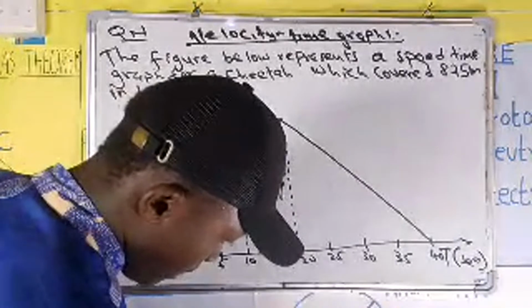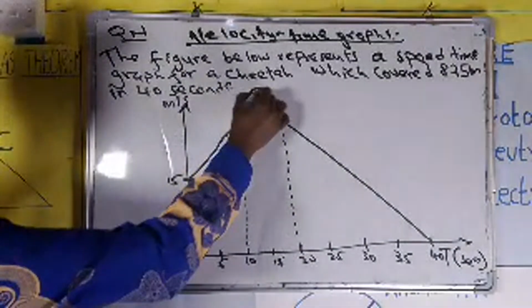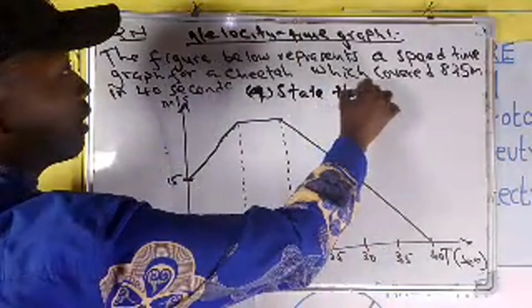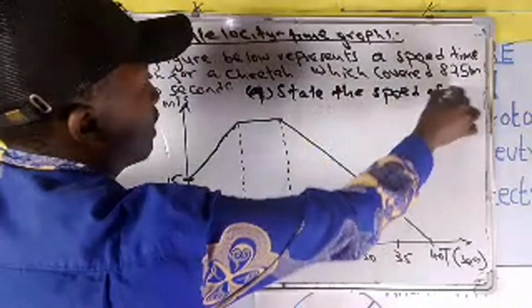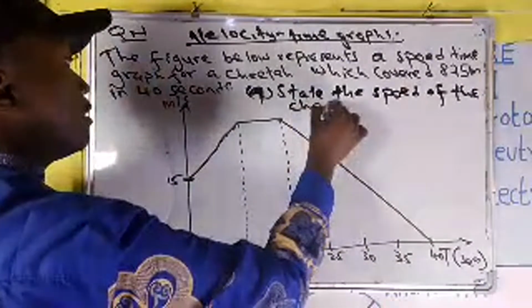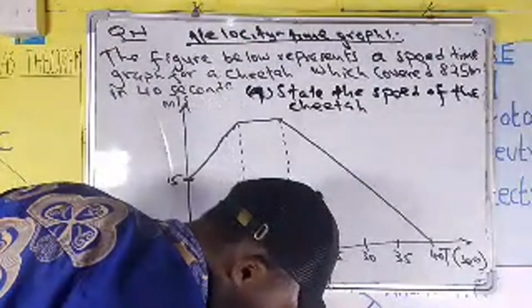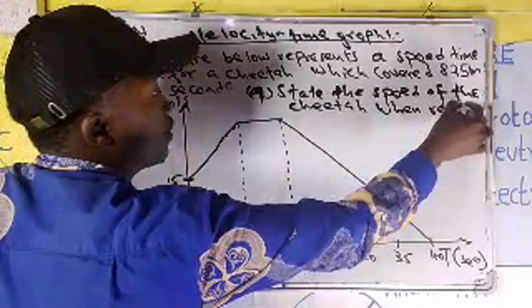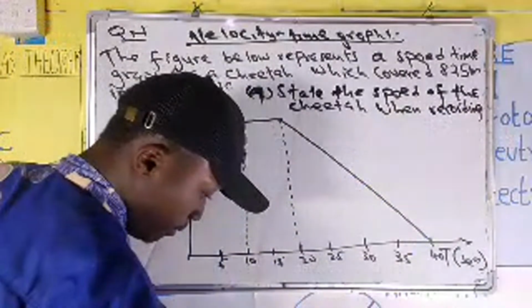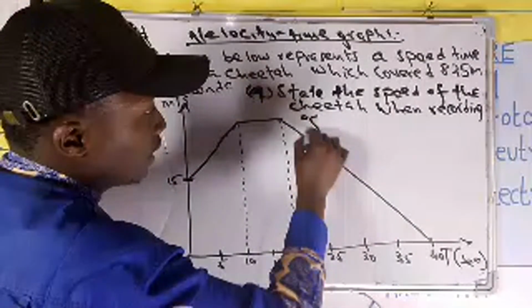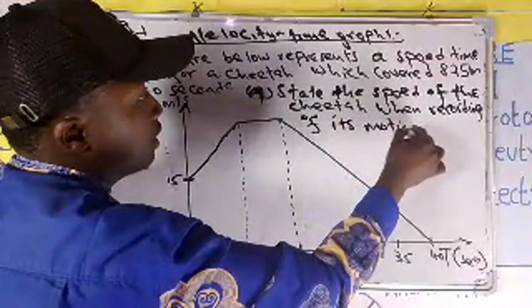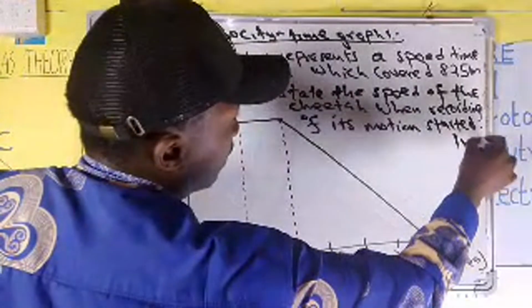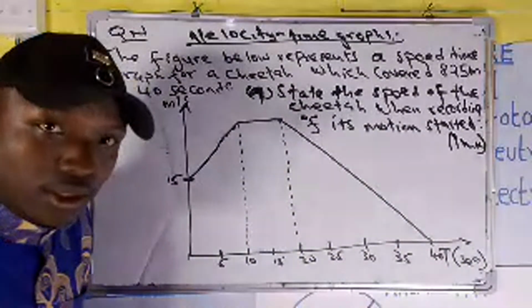The first question inasema, state the speed of the cheetah when recording of its motion started. Nipeni hiyo jibu.